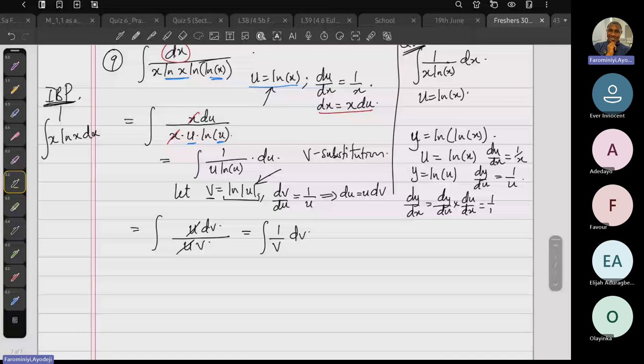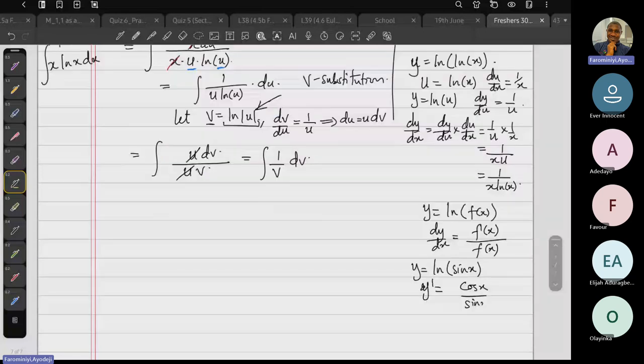So again, let me remind you, if y is equal to ln of any function, whether it is ln x or sine x, dy/dx is equal to f prime, you take the differentiation of that function over that function. For instance, natural log of sine x. The differentiation is equal to cos x over sine x. Okay? Good.